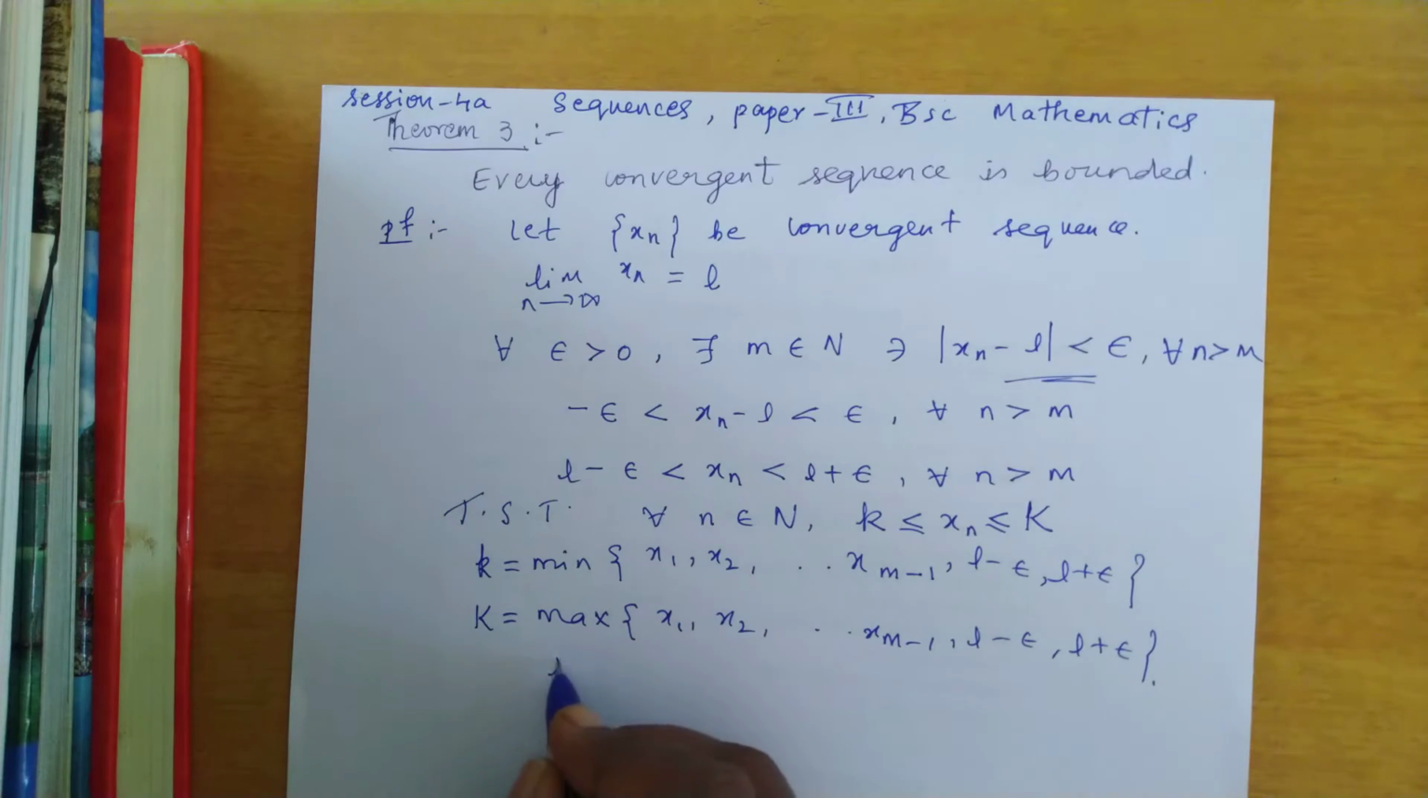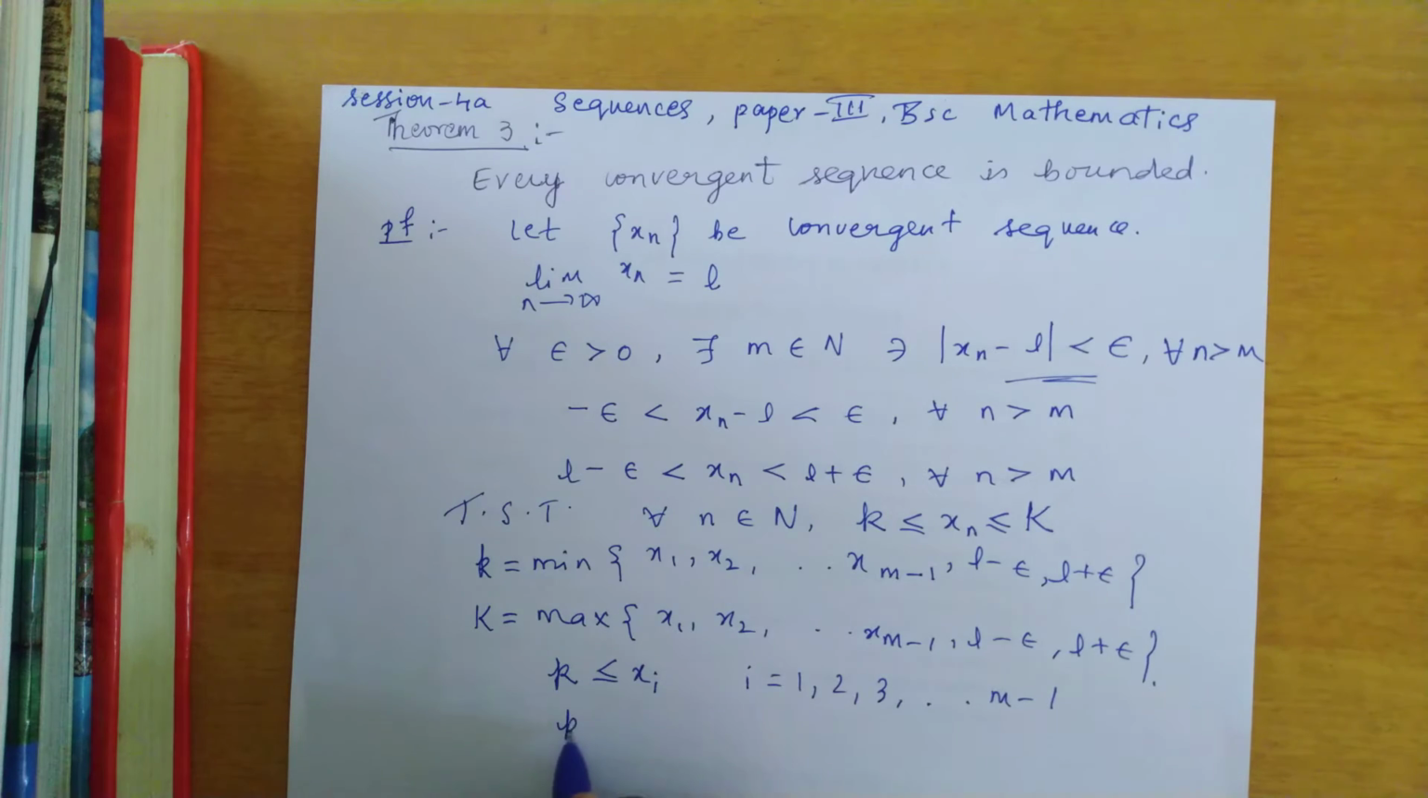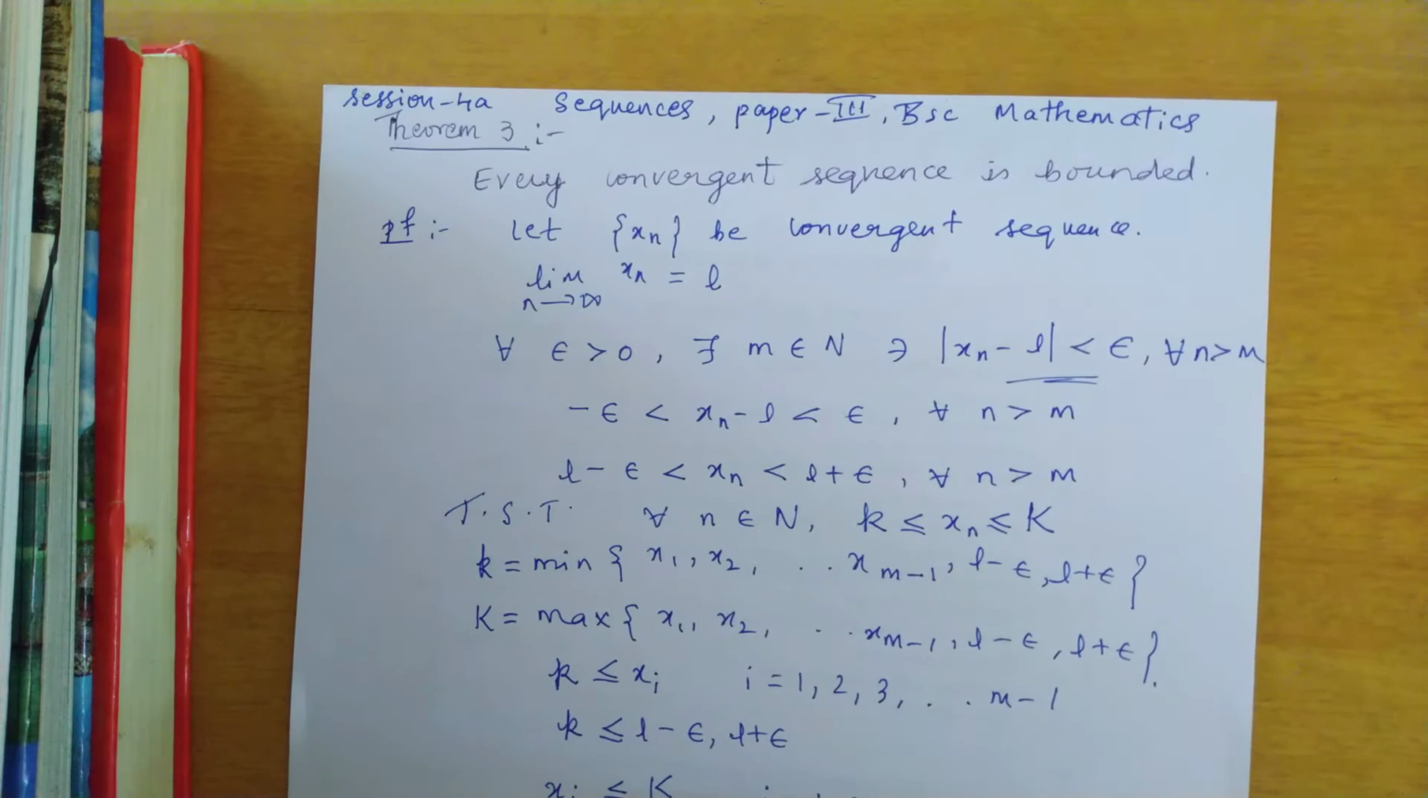So now what is this? Small k is less than or equal to xi, because it is the least, so it is the minimum, where i is ranging from 1, 2, 3, etc. to m minus 1. We know that small k is less than or equal to L minus epsilon and L plus epsilon also. Similarly, xi is less than or equal to capital K, for all i equal to 1, 2, 3, etc., m minus 1, and L minus epsilon, L plus epsilon will also be less than or equal to capital K, right?